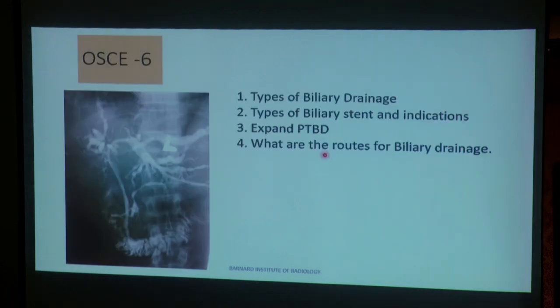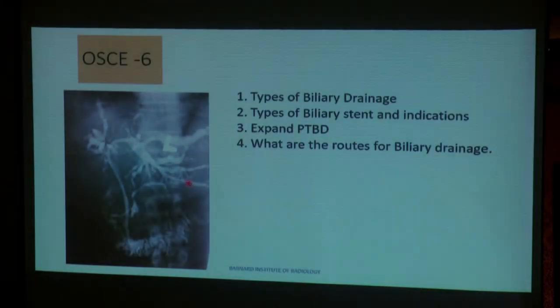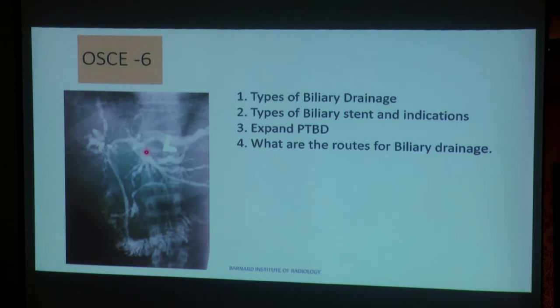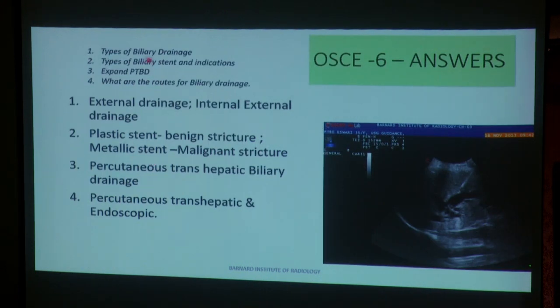So now this is a percutaneous catheter which has gone in through the left biliary duct, and it's gone through a stricture and it has entered the duodenum, and we've injected contrast, and you can see that the duodenum is filled with contrast. So this is a percutaneous transhepatic biliary drainage. Now, what are the types of biliary drainage? It can be either external or internal external.